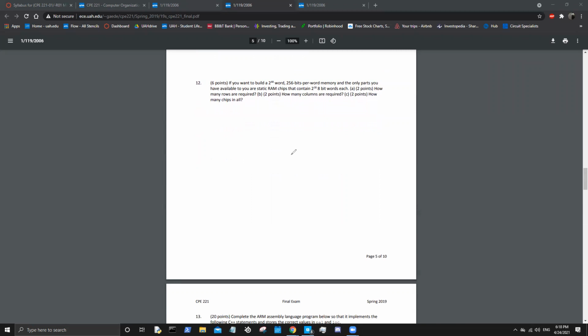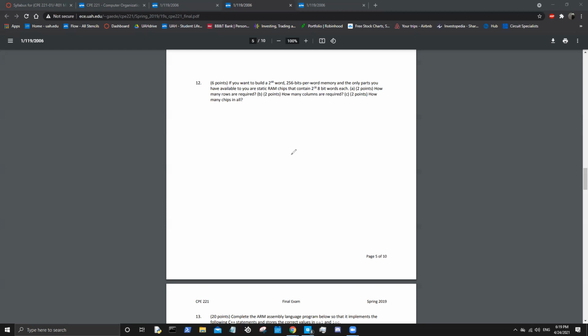So how this works is, if you want to build a 2 to the 48 word, 256 bit per word memory, and the only parts you have available are static RAM chips that contain 2 to the 18th 8-bit words each. Part A, how many rows are required? Part B, how many columns are required? Part C, how many chips in all?